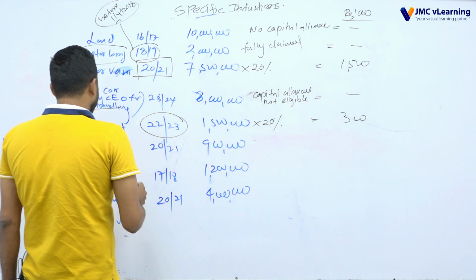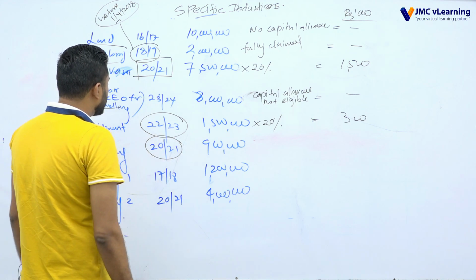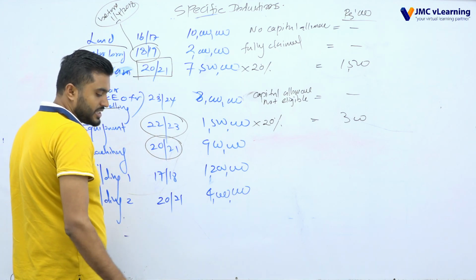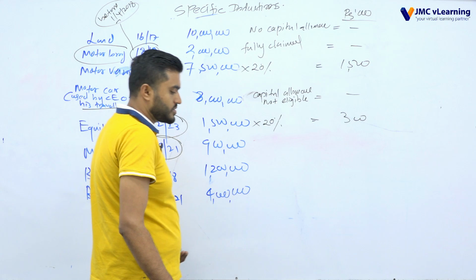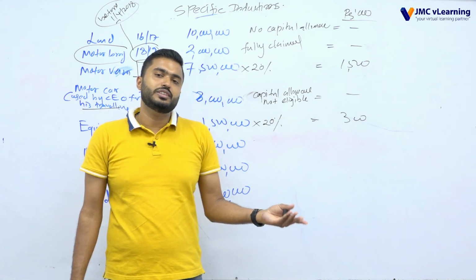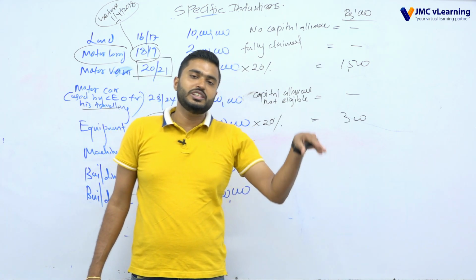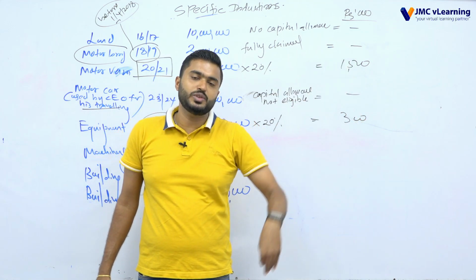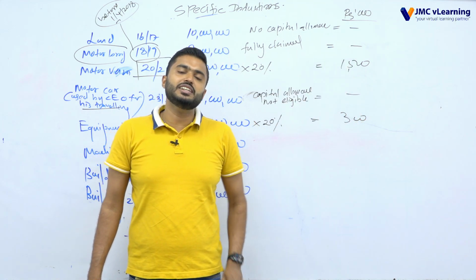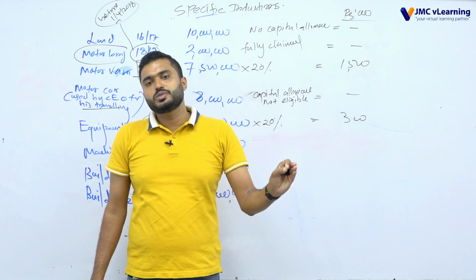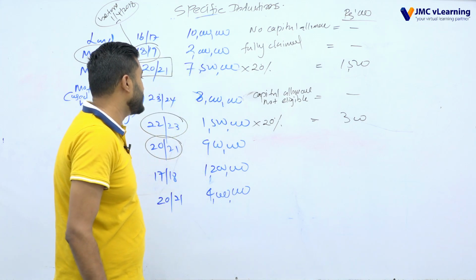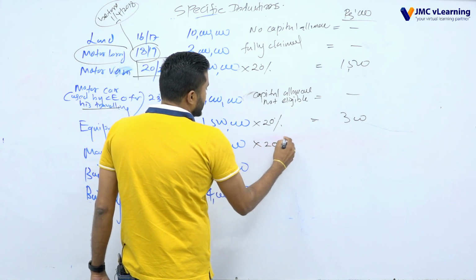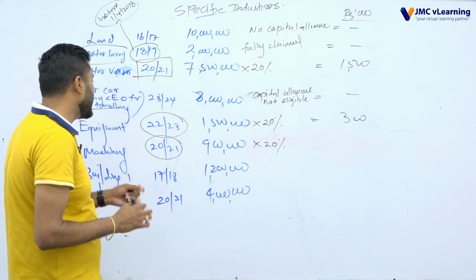So the machinery, that is also after 1st April 2018. The machinery also comes under class 3. Otherwise you can keep in mind the way I taught you: a building is 20 years, 5%. Intangible, if you know the definite useful life, use that, otherwise 20 years, 5%. The milking machinery is 2 years, 50%. Otherwise any other depreciable asset is 20%. So here also 20%.